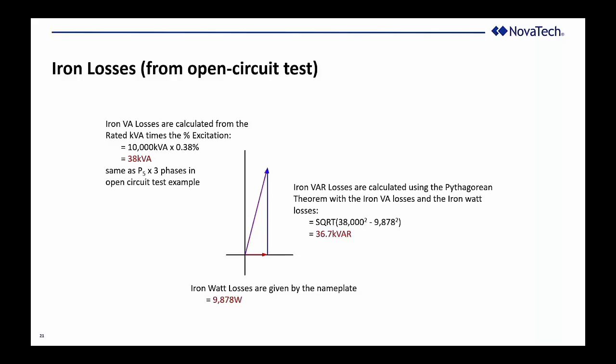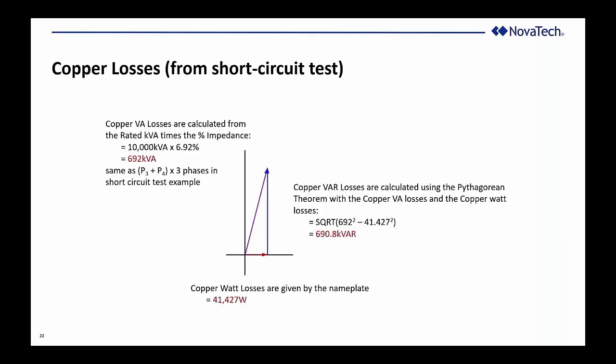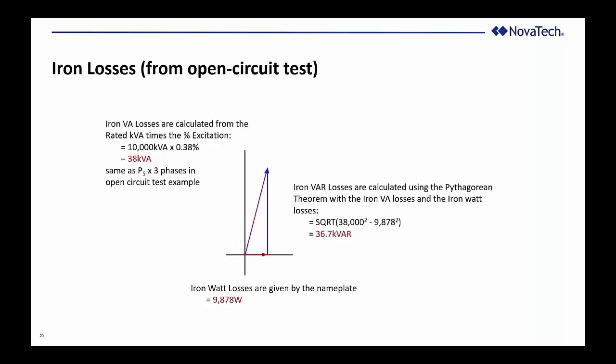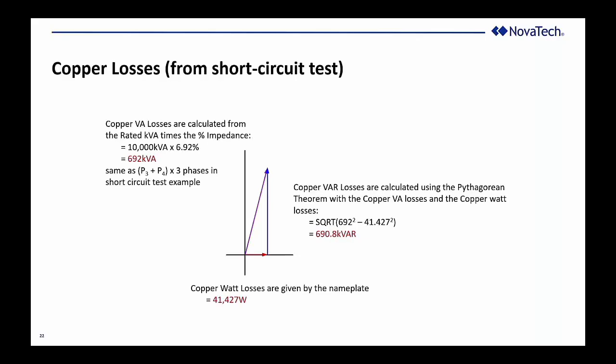So I've got 9,878 watts, 9.8 kilowatts of iron losses, and I've got 41 kilowatts of copper losses at full scale. How do I calculate the VA losses? Well, the VA losses are the full rated VA of the transformer times the percent excitation for iron losses. Or if I was looking at copper losses, it would be the rated kVA times the percent impedance.